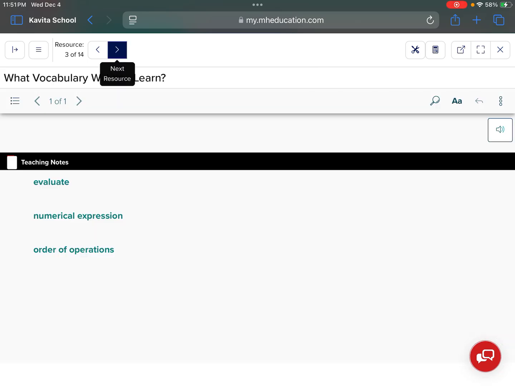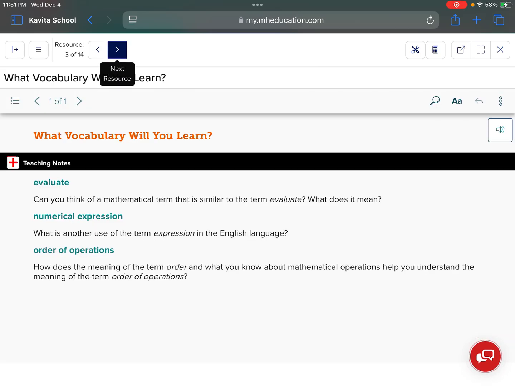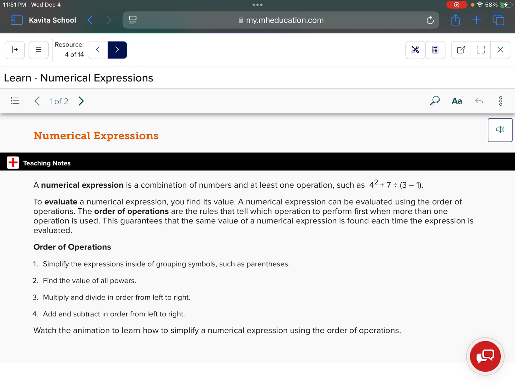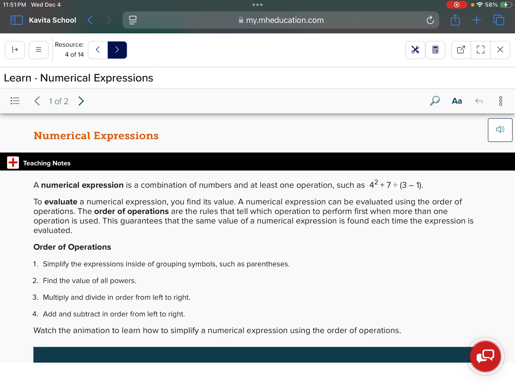What are the main vocabulary that we're going to learn as part of this lesson? We're going to learn evaluate, numerical expression, and order of operations. What is a numerical expression? A numerical expression is a combination of numbers and at least one operation, like 4 squared plus 7 divided by 3 minus 1. To evaluate a numerical expression, we find its value.